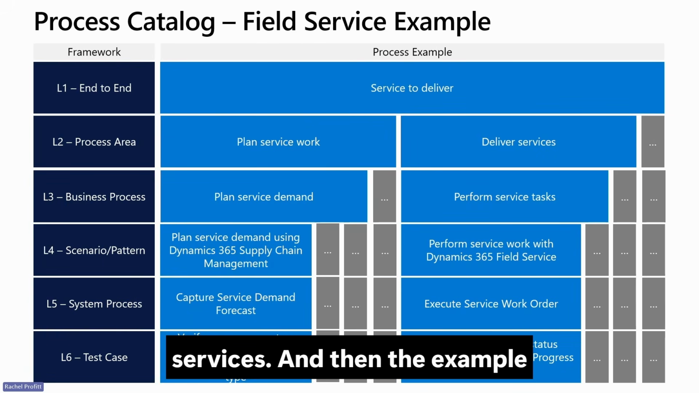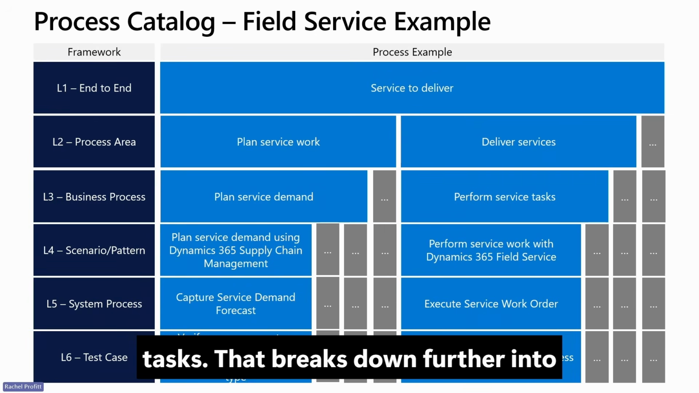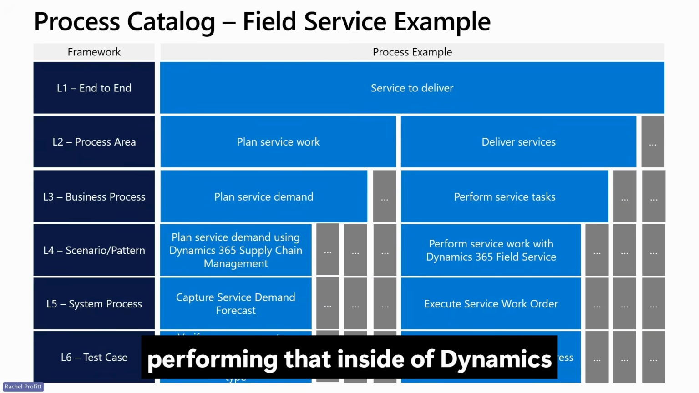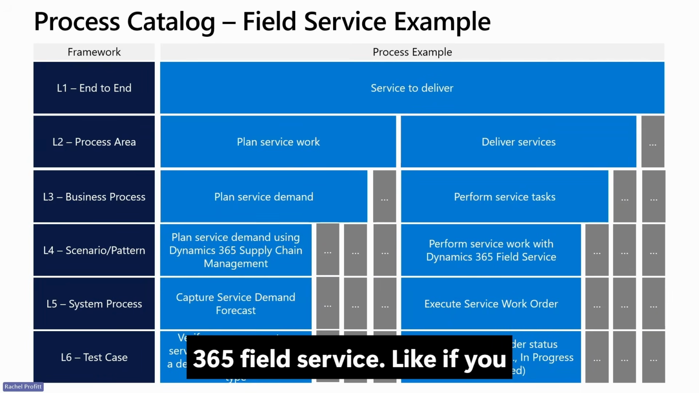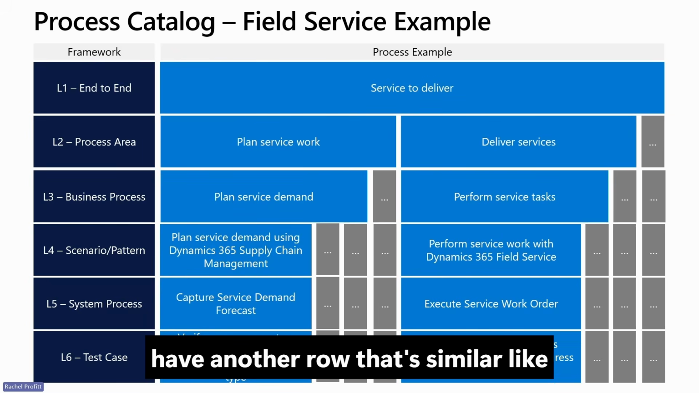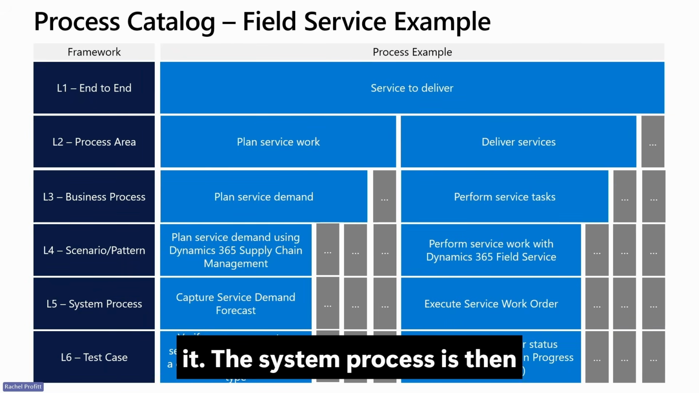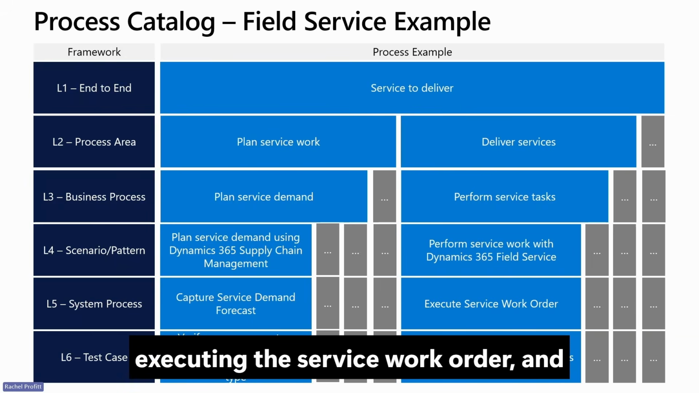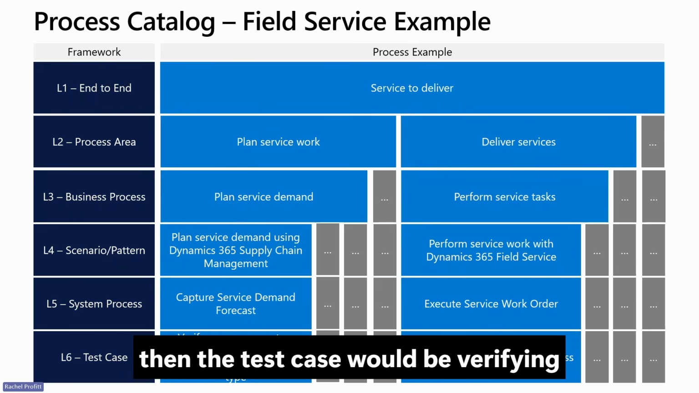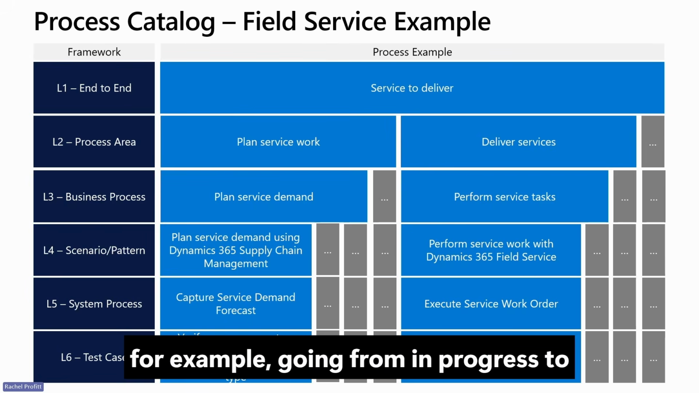And then the example business process underneath deliver service here is perform service tasks. That breaks down further into performing that inside of Dynamics 365 Field Service. Like if you look at the actual catalog data, we also have another row that's similar, because you can use the mobile app to do it. The system process is then executing the service work order, and then the test case would be verifying that work order status updates correctly. For example, going from in progress to completed.